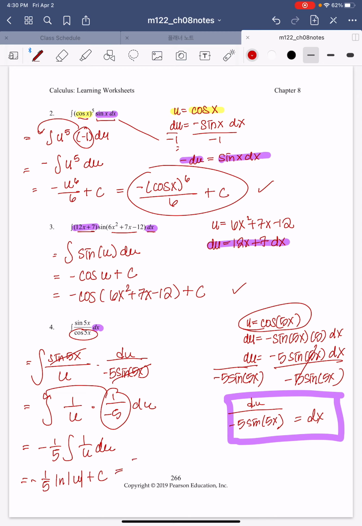Substituting back, I have negative 1 over 5 ln. My u is cosine 5x, so ln absolute value of cosine 5x plus c. Okay.